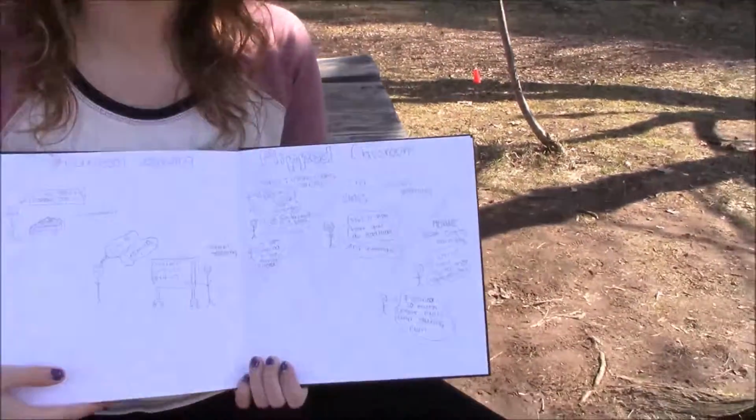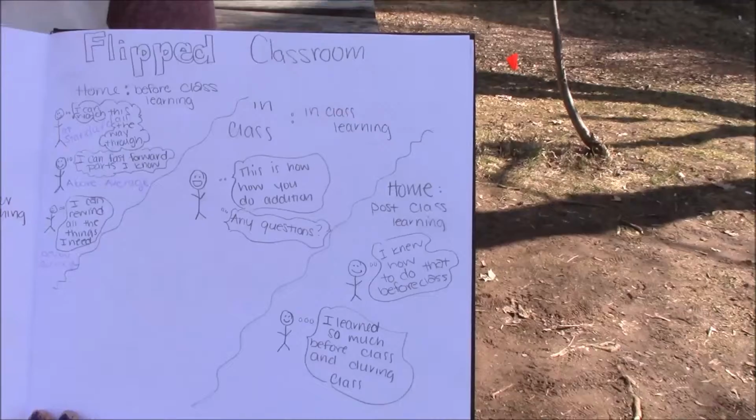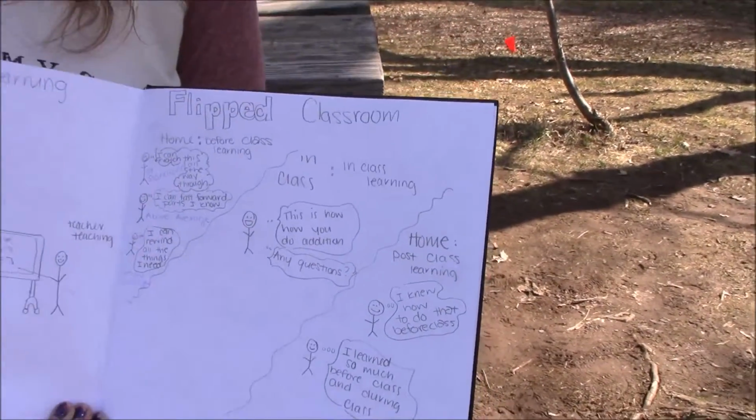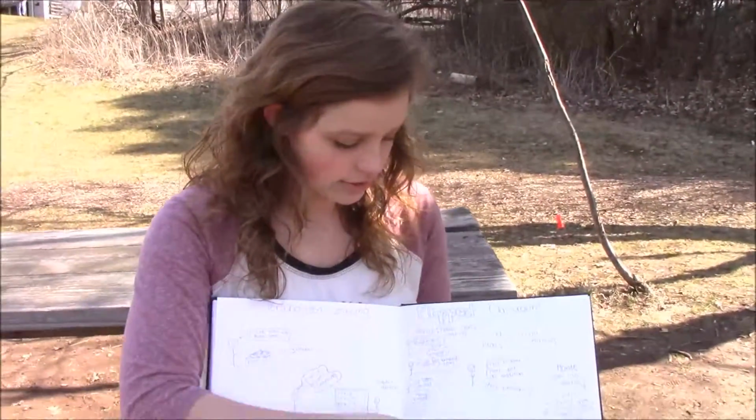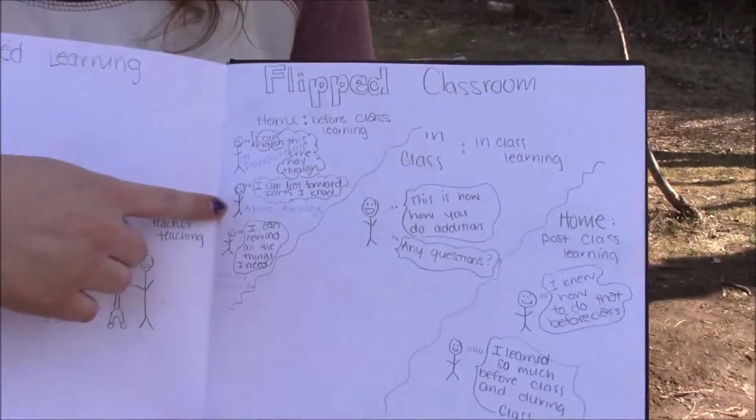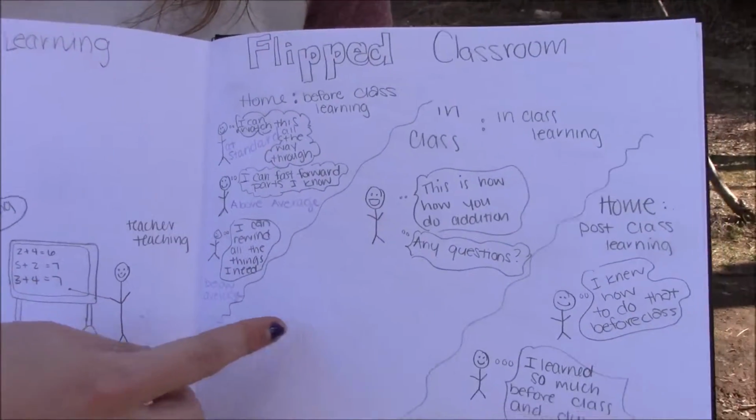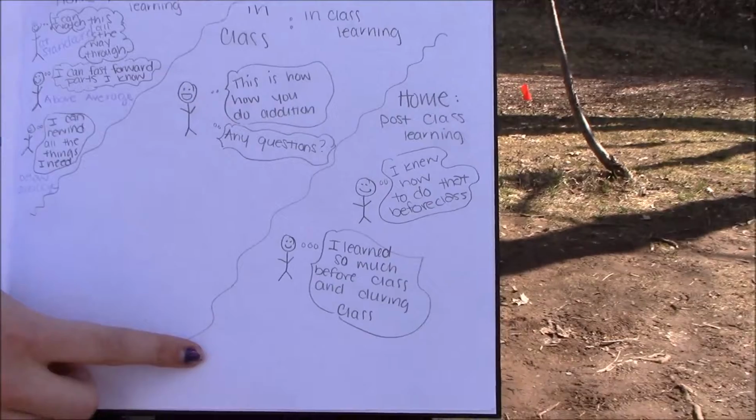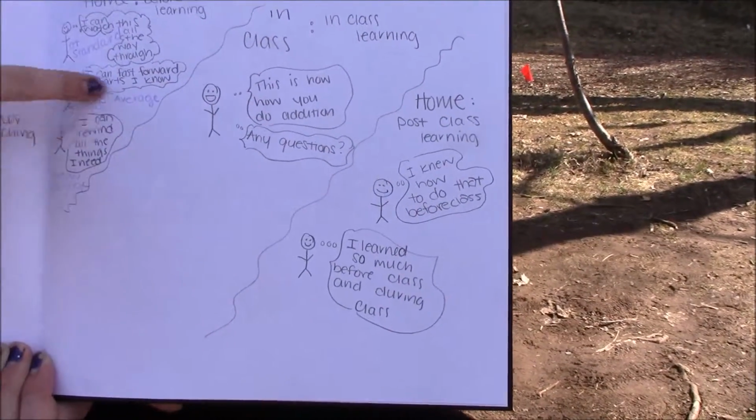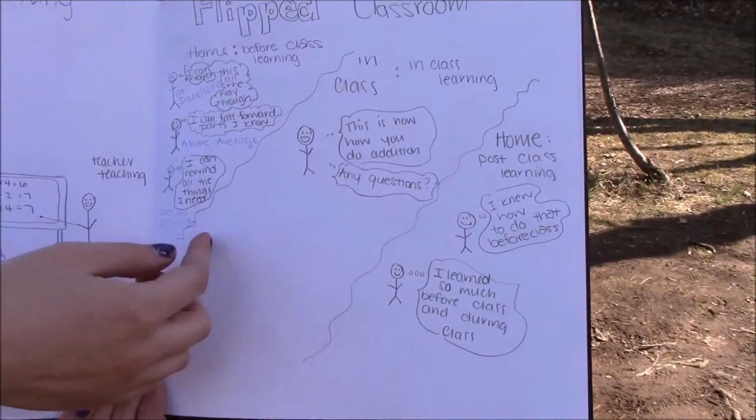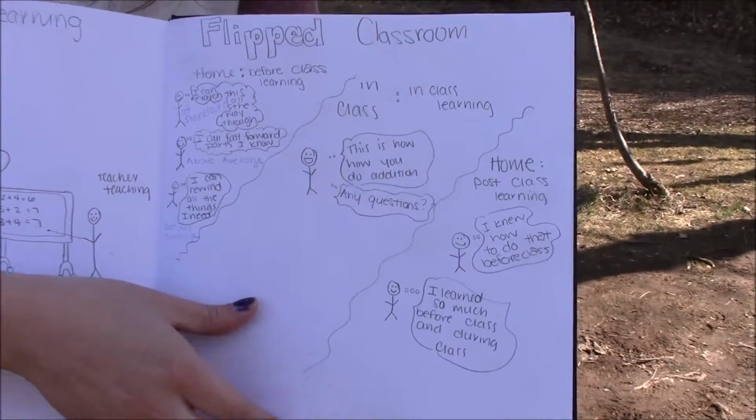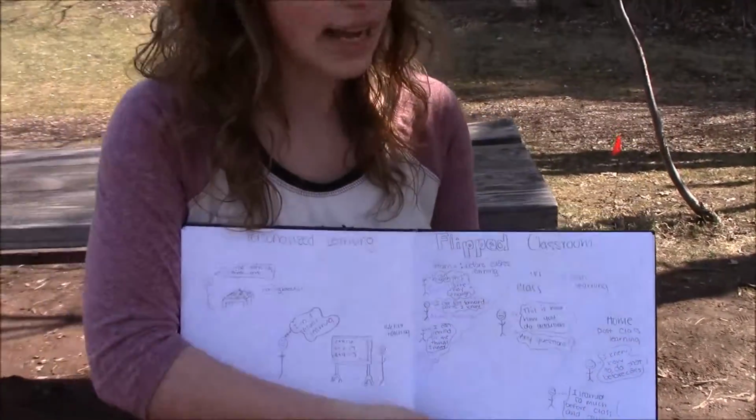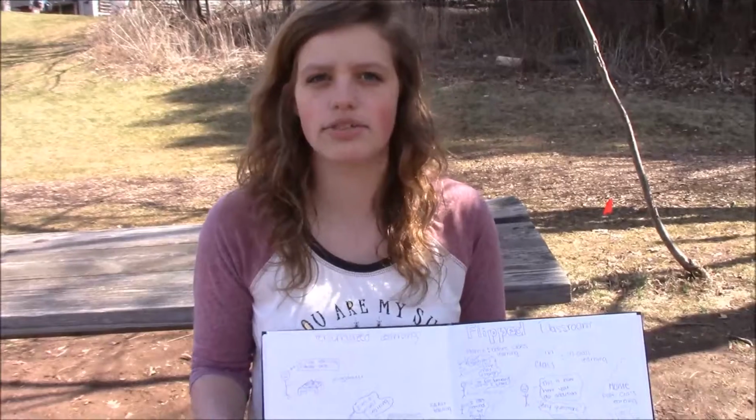Alright, number 3 is the flipped classroom. In a flipped classroom, the teacher has different ways of teaching. So prior to class that week, they teach, and then they teach in class, and then there's follow-up. And this picture shows how it would benefit each student and how it would benefit the teacher. And as a teacher, I would not do a full flipped classroom.